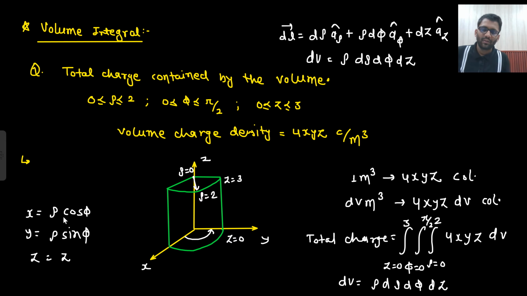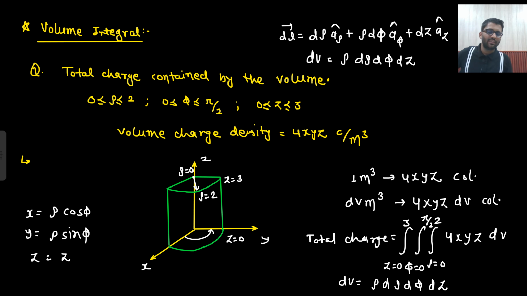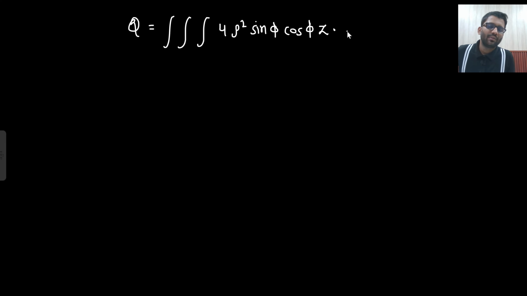Or rho cos phi x into y into z. So rho square sin phi cos phi z, into what is dV? dV is rho d rho d phi dz. So rho square sin phi cos phi z into rho d rho d phi dz. Okay, what can I do now?